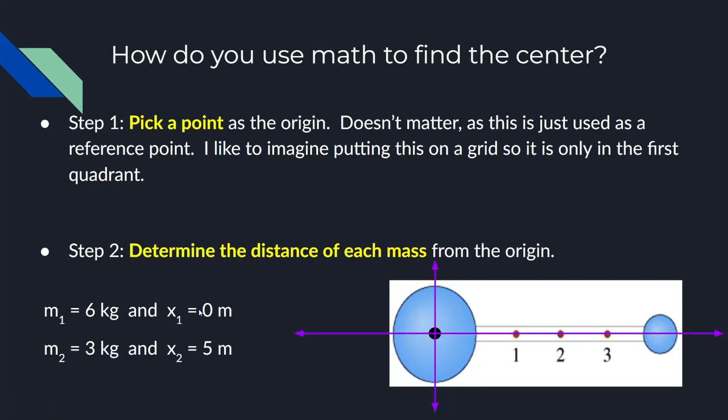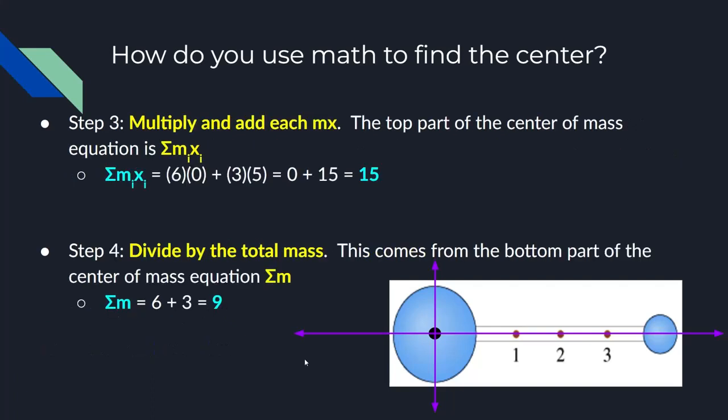So the 6 kilogram mass is 0 meters from my reference point. The 3 kilogram mass, on the other hand, is the full 5 meters away. So we have our masses and our positions. Step 3 is I'm going to take these numbers and multiply them, and then add them all up. The 6 kilogram mass was 0 meters away, the 3 kilogram mass was 5 meters away. So we get 0 plus 15, which gets me 15.